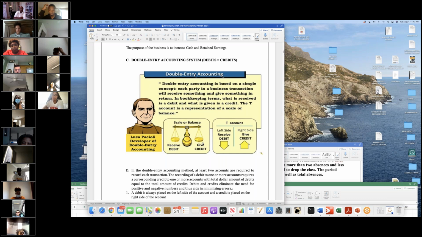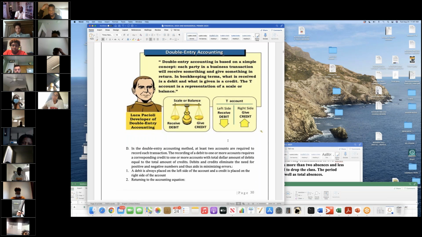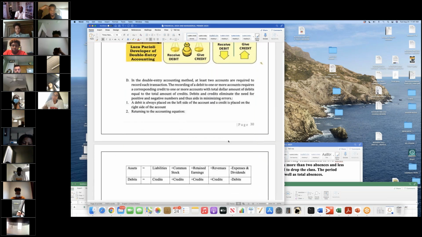So everything is always double entry. Always keep in mind that whenever there's a financial transaction, there are two sides of it. There's a debit side of what you receive, and there's a credit side of what you give up. So whenever we make a journal entry, there's always two sides to it.